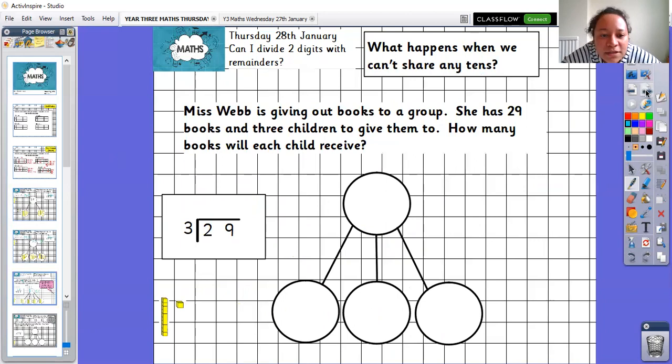Oh, a similar one. So, Miss Webb features in this one. Miss Webb is giving out books to a group. She has 29 books and 3 children to give them to. How many books will each child receive? Oh, lucky children, they're going to get some books.